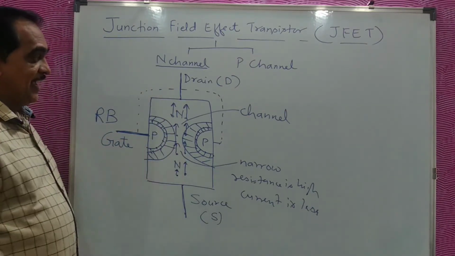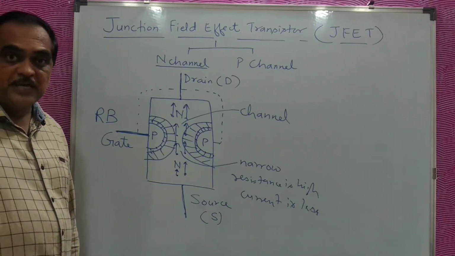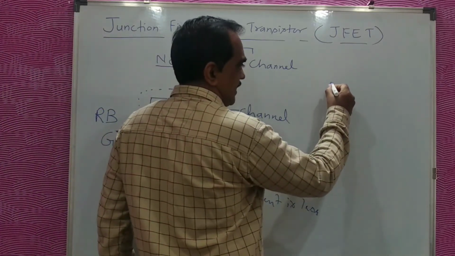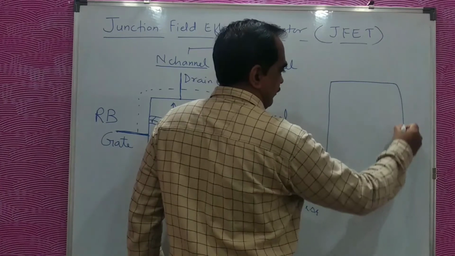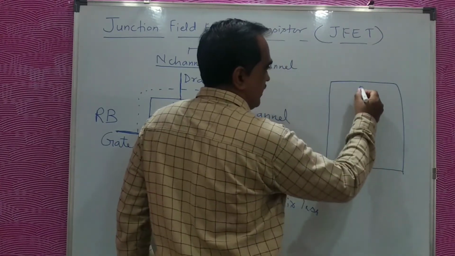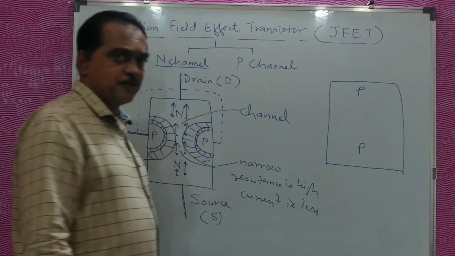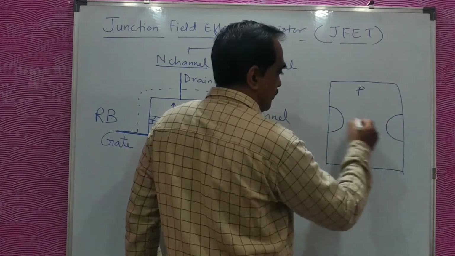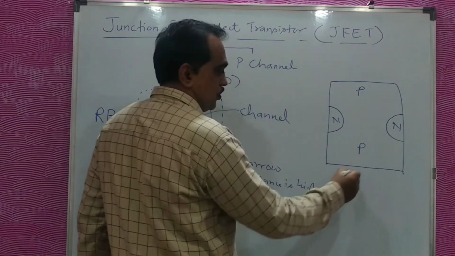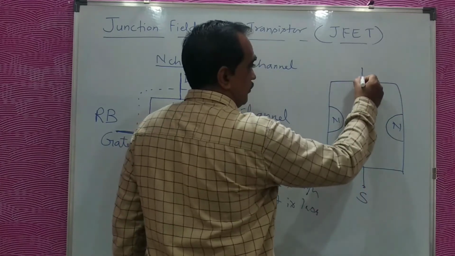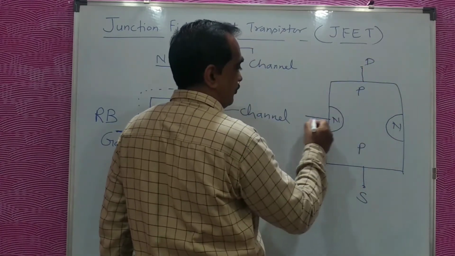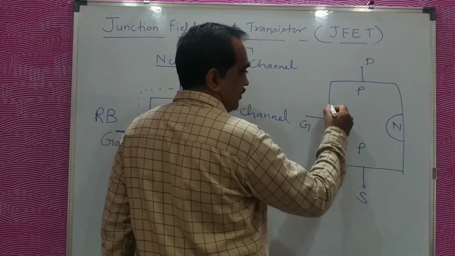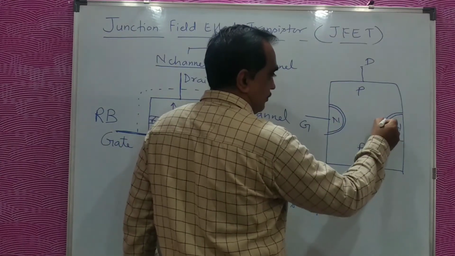So this was in your N channel JFET. The same thing you can see in the P channel JFET. In a P channel JFET, you will have a P-type semiconductor bar, and in that N-type semiconductor will be induced. So this will be called your source, this will be called your drain, this will be called your gate, and both these gates are internally connected.